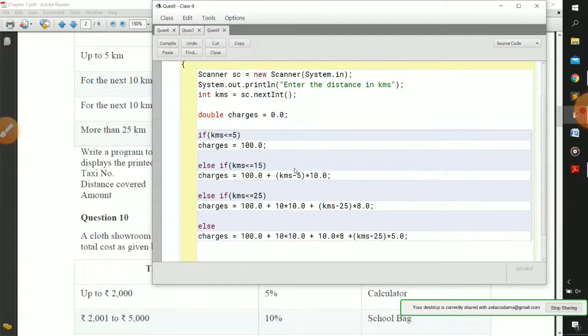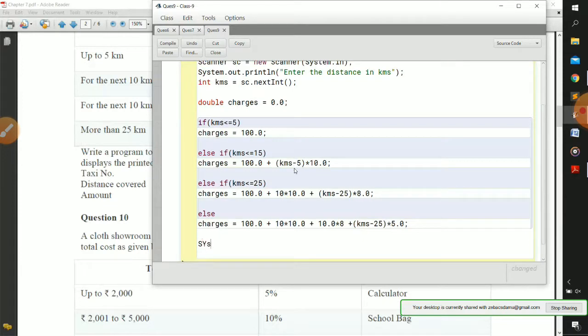Now you need to give the output. In the output you need to give the taxi number. So System.out.println, we are having our taxi number. Let us suppose, let us give some example, UP 2507 AC80. Randomly I have given some numbers. Okay, let us suppose this is our taxi number.